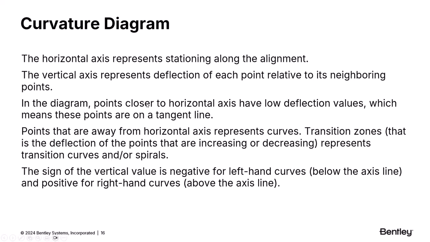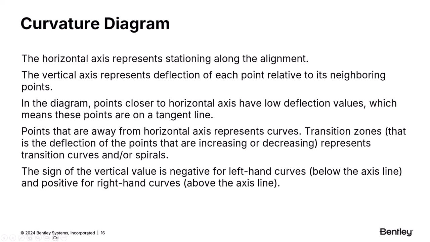And like I said, in the diagram, any points that are closer to the horizontal axis have low deflection values, which means they are typically going to be on a tangent line. And the points that are farther away from the axis are going to represent curves. You'll see transitioning zones, which are probably going to be spirals or some kind of curve combinations.